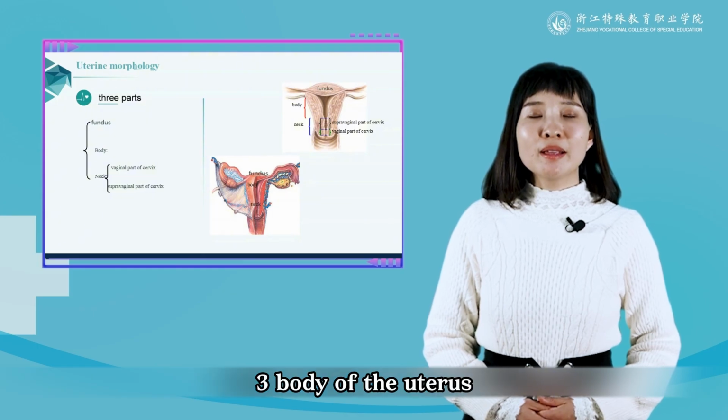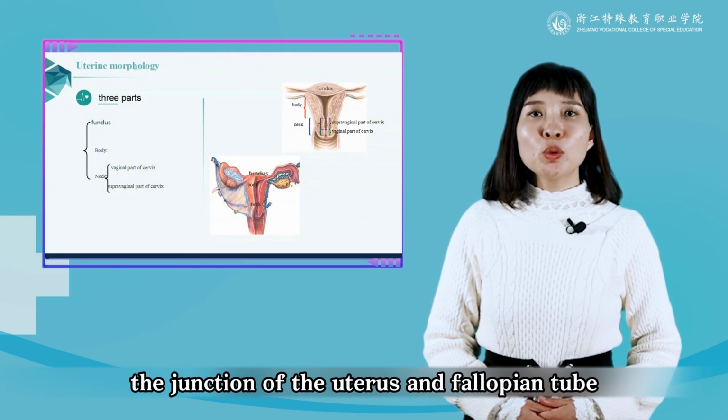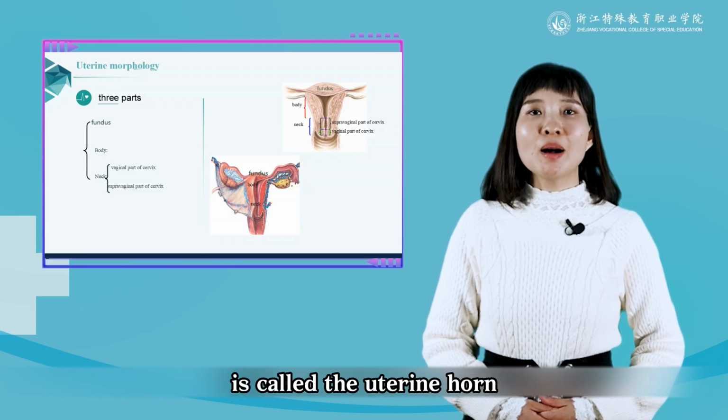3. Body of the uterus. The uterine body is between the fundus and the neck. The junction of the uterus and fallopian tube is called the uterine horn.